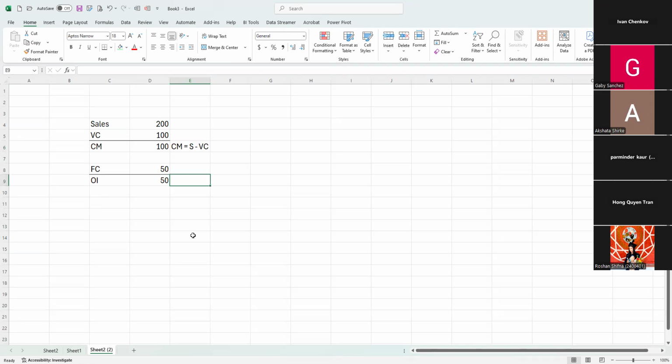How am I getting the operating income? Give me the formula of operating income. Contribution margin less fixed cost. So the operating income is equal to contribution margin minus the fixed cost, right? That's how I'm getting this point. So now let's plug in the taxes. Let's go with the tax rate. Let's go with the taxes, tax expense.